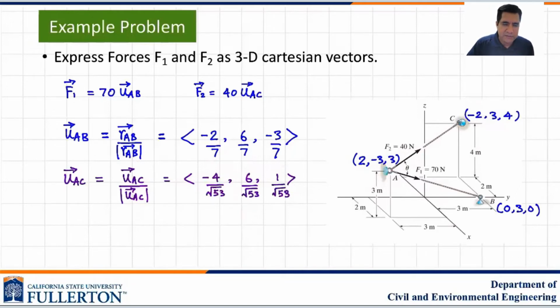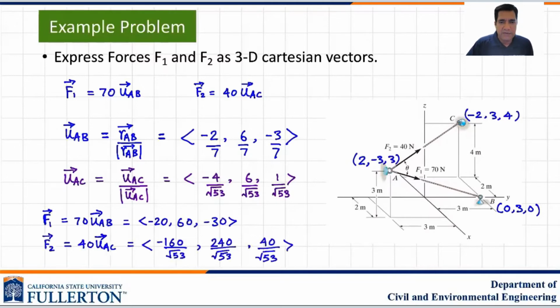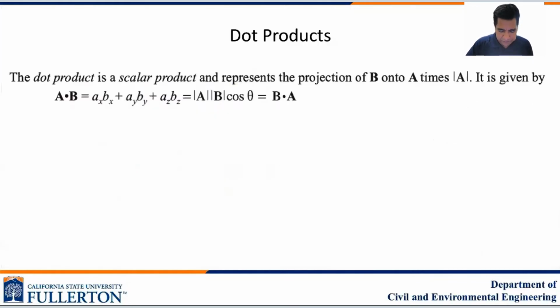Now the problem is almost solved. To get the F1 vector, all we have to do is multiply 70 with UAB, and for F2 multiply 40 with UAC. If you multiply 70 times UAB, each term needs to be multiplied by 70, you get -20, 60, -30. And if you multiply each term with 40, you get your F2 vector. You can further simplify them if you want, but these are the force vectors in Cartesian form.